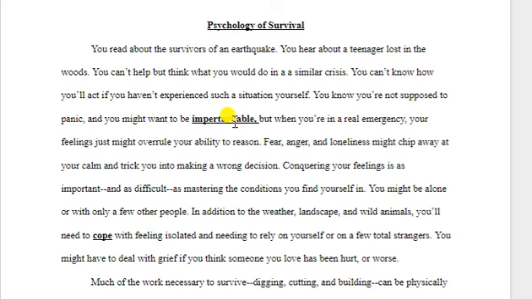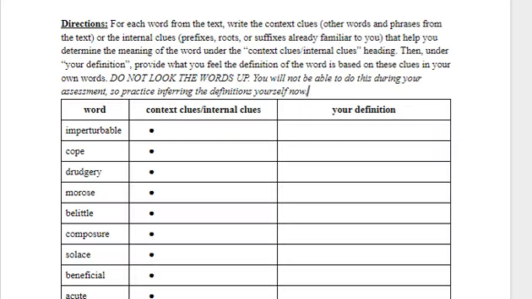Okay, so we have our first word here. It's imperturbable. It's bolded and underlined, and it's the first word in your table on this document.